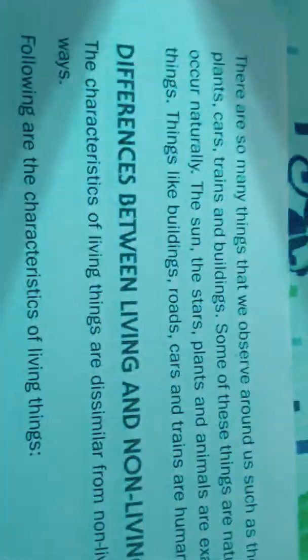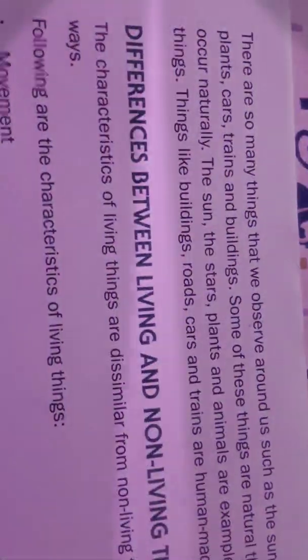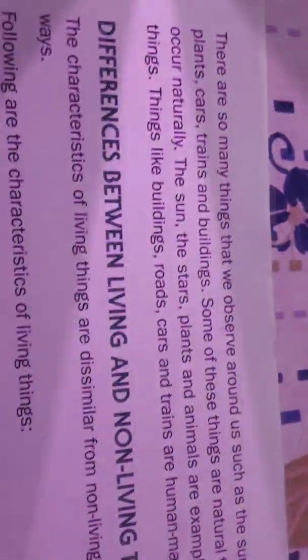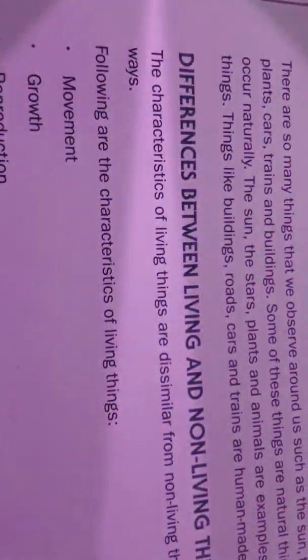What are the examples of natural things? The sun, the stars, plants and animals are examples of natural things. Whereas buildings, roads, cars and trains are human-made, artificial things. Coming to the first topic, differences between living and non-living things.